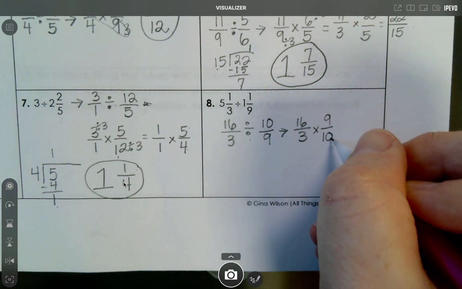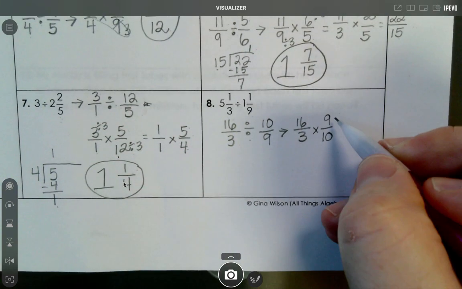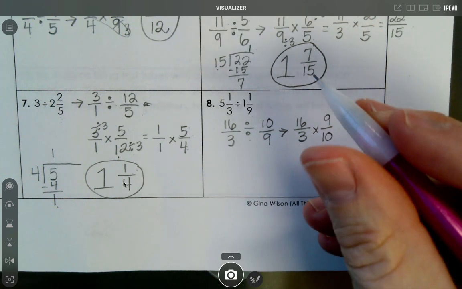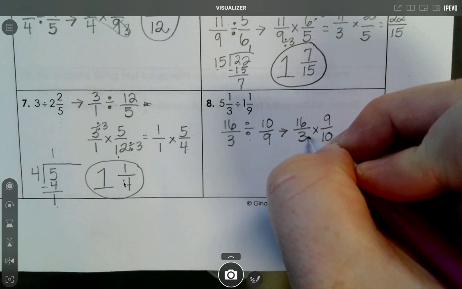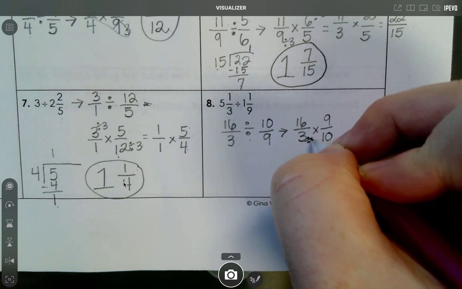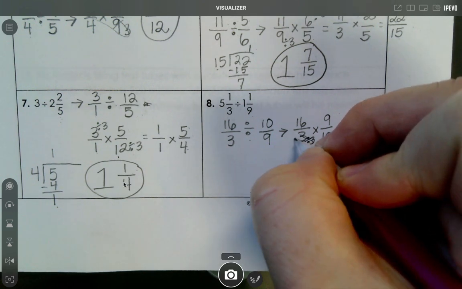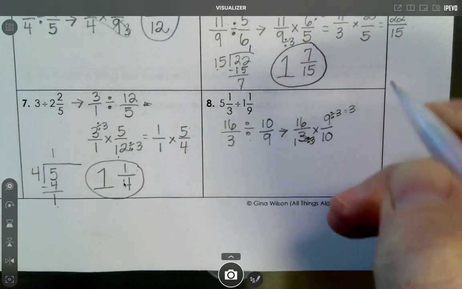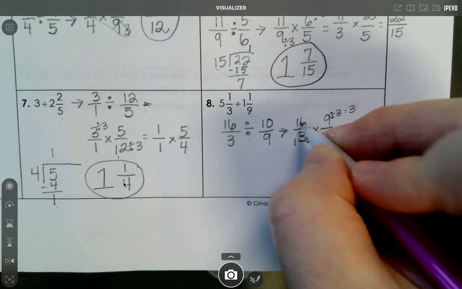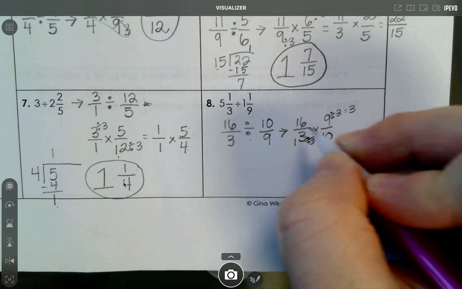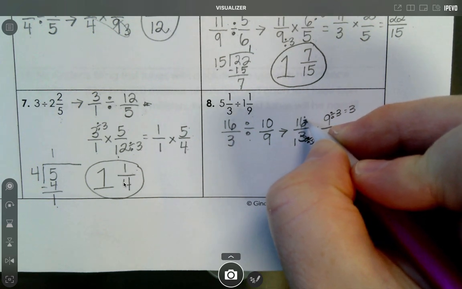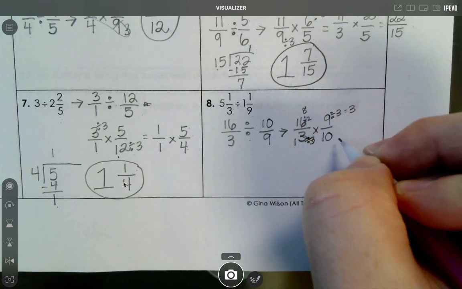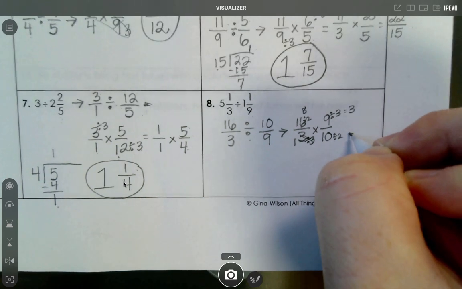And now I can cross simplify. So I'm going to look at 9 and 3 first because I know that 3 is a factor of 9, and 3 is a factor of itself. So 3 divided by 3 is 1. 9 divided by 3 is 3. The greatest common factor of 16 and 10 is 2. So 16 divided by 2 is 8. 10 divided by 2 is 5.